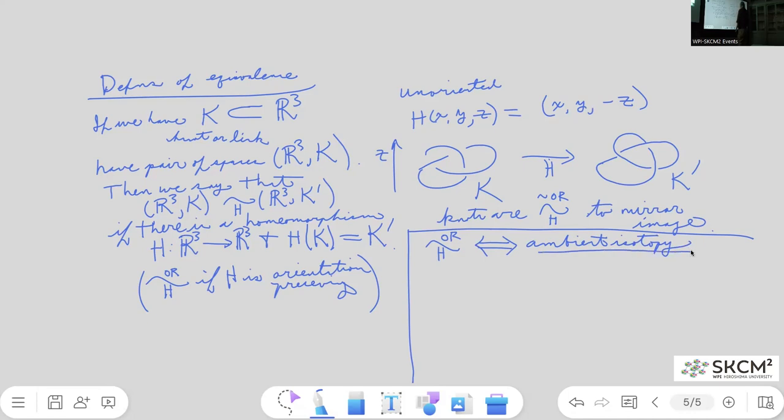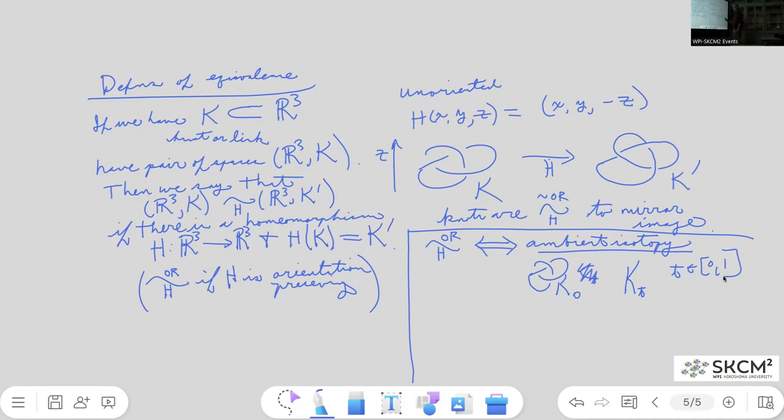And remember, ambient isotopy means that you are looking at putting this inside, that you're going to have a series of pictures. You're going to have K of t, that would be K0. You're going to have K of t, where t belongs to the interval 0, 1, and each one is an embedding, and you go from one to the other continuously.